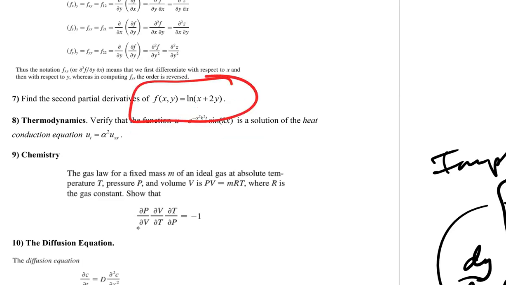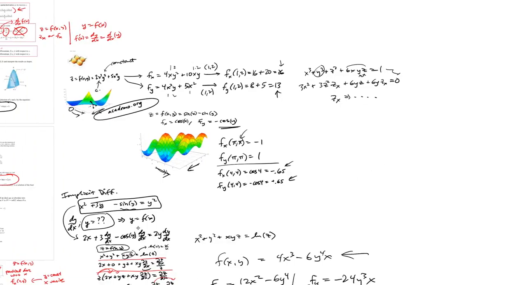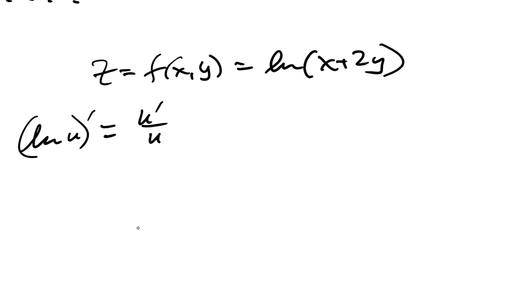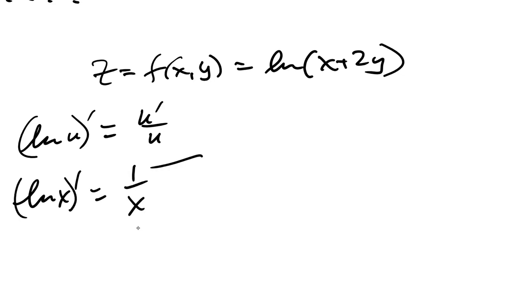Let me do this one first. Natural log of x plus 2y. Right, so we have z equals f of xy equals natural log of x plus 2y. So remember, the derivative of the natural log of u is u prime over u. Remember, when you take the derivative of natural log of x, this was 1 over x. The only reason that was a 1 there was because the derivative of x is just 1. But if this is a function inside, you're using a chain rule to take care of it.